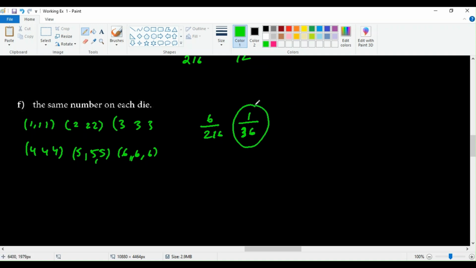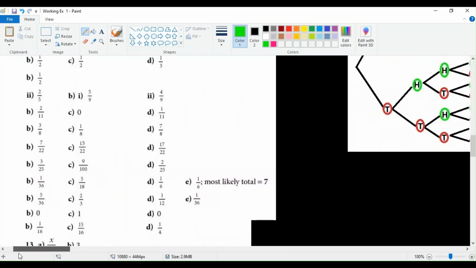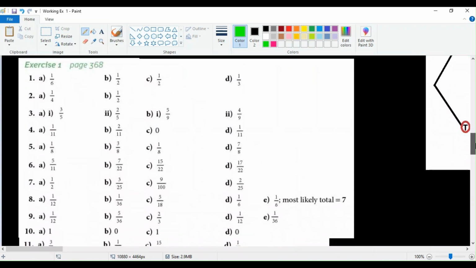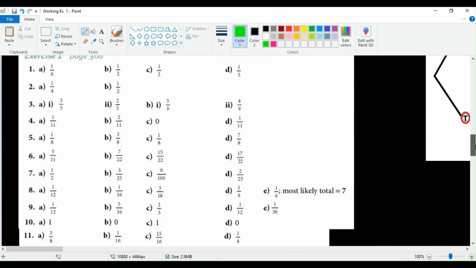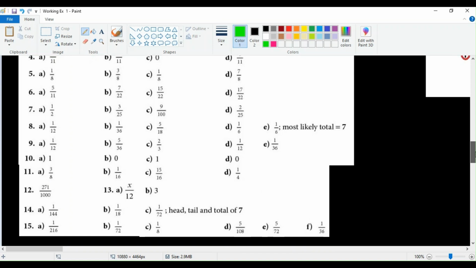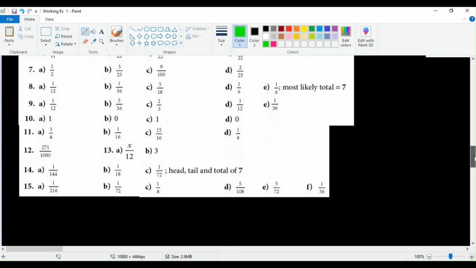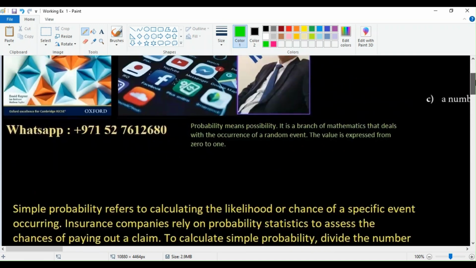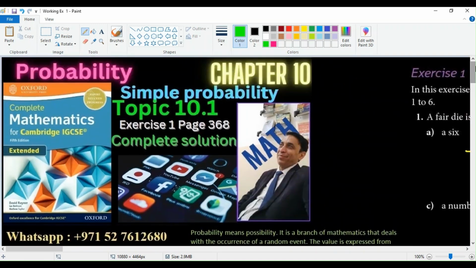This was the last part of this exercise, and these are all the answers for all the questions that I have solved. If you find it difficult, you can pause this video and see the answers for yourself. This is the end of this exercise, which is exercise 1 that you can find on page 368. The topic was 10.1, and simple probability is discussed in this.